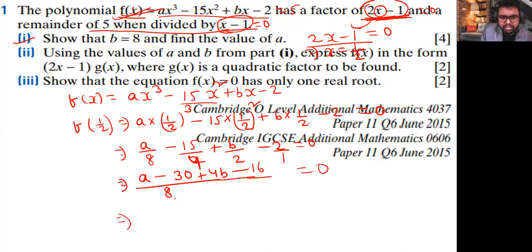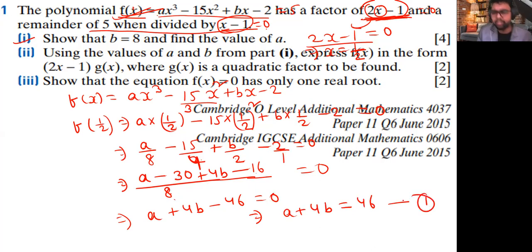Now this 8 will go that side, 0 into 8 would be just 0. Here 30 minus 16 would be minus 46. So a plus 4b minus 46 is equal to 0. In the next step, I could write a plus 4b is equal to 46. So this is equation number 1, which I am getting from this much information.